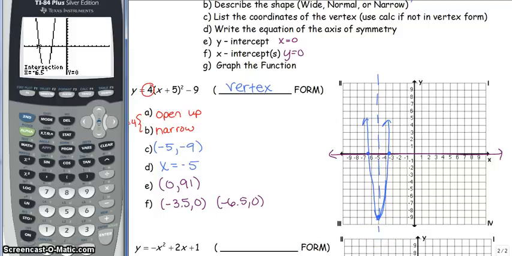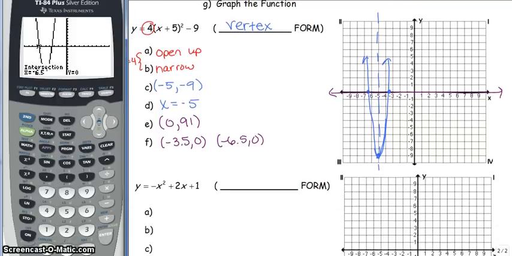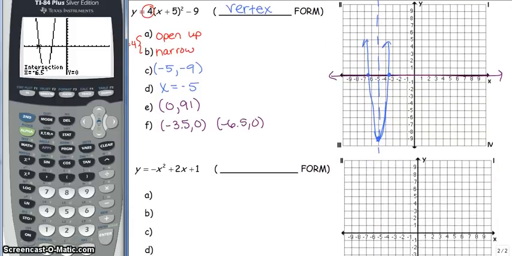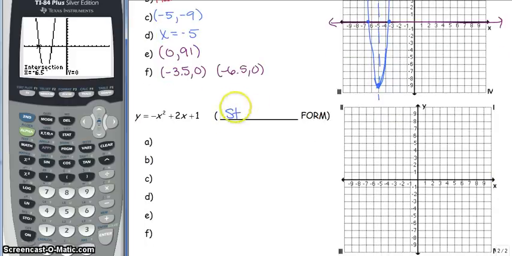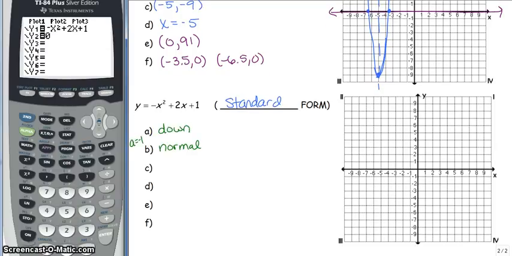Alright, we are running out of time, so we're going to do the second one quickly. We see that this one is going to be in standard form. Press pause and see if you can get the orientation and shape correct. Alright, because our A is negative 1, it's down and it has a normal shape.